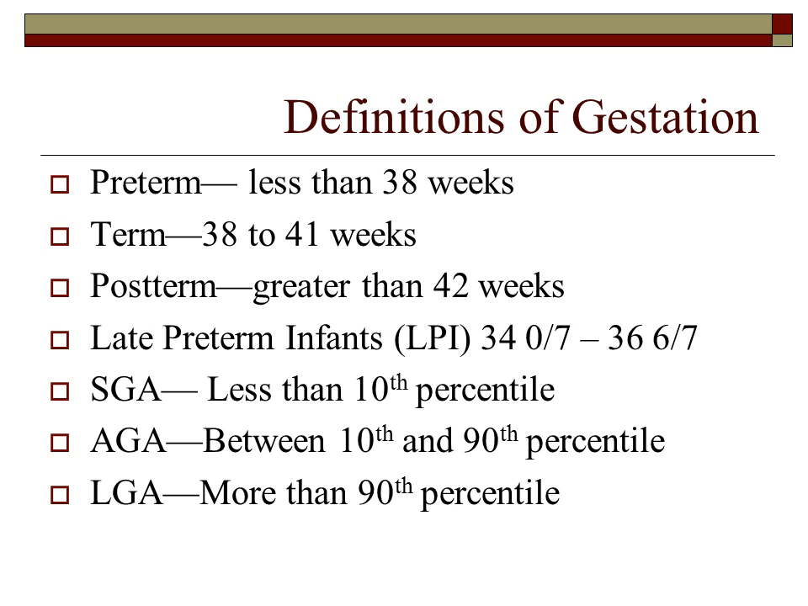Your small for gestational age infants are those who fall within the 10th percentile, and your large for gestational age infants are those who fall within the 90th percentile.